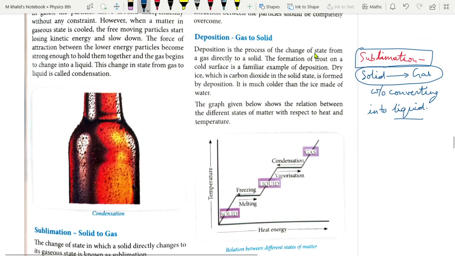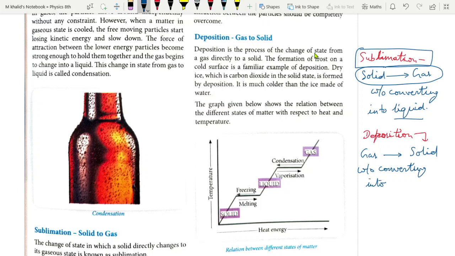Deposition is just the opposite process of sublimation, in which a gas is directly converted into a solid without passing through a liquid phase. Got it?